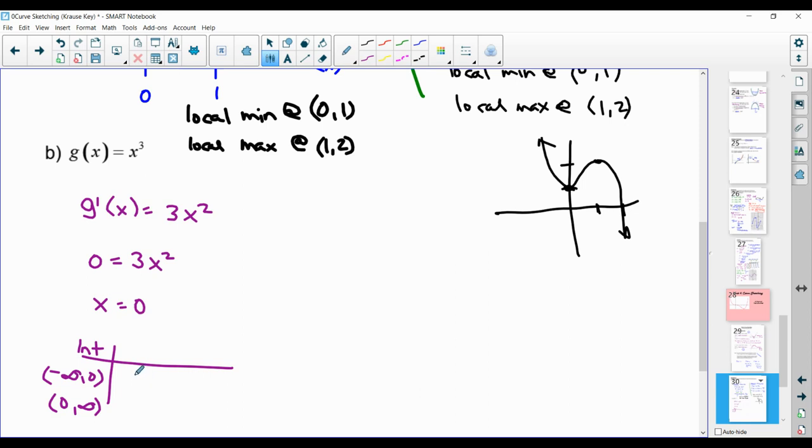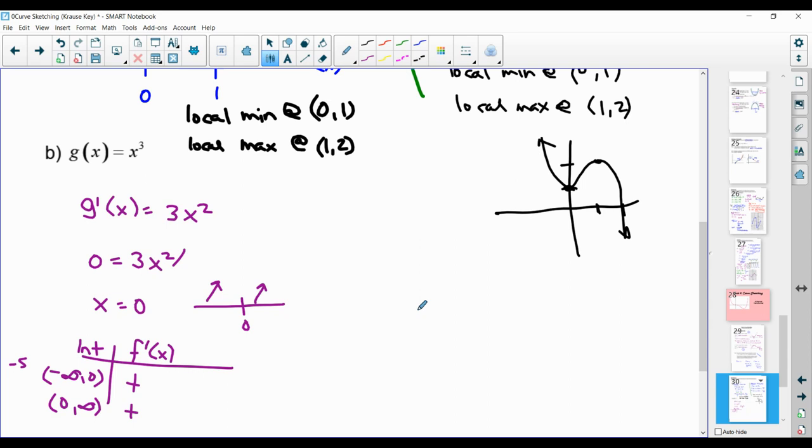This part here I can use a test point maybe of -5. -5 squared is 25 times 3. This will be positive, and this part will also be positive. So it's increasing and it's increasing. If I was to look at that on a number line, my graph is increasing and increasing. So this would tell me that there is no max or min.